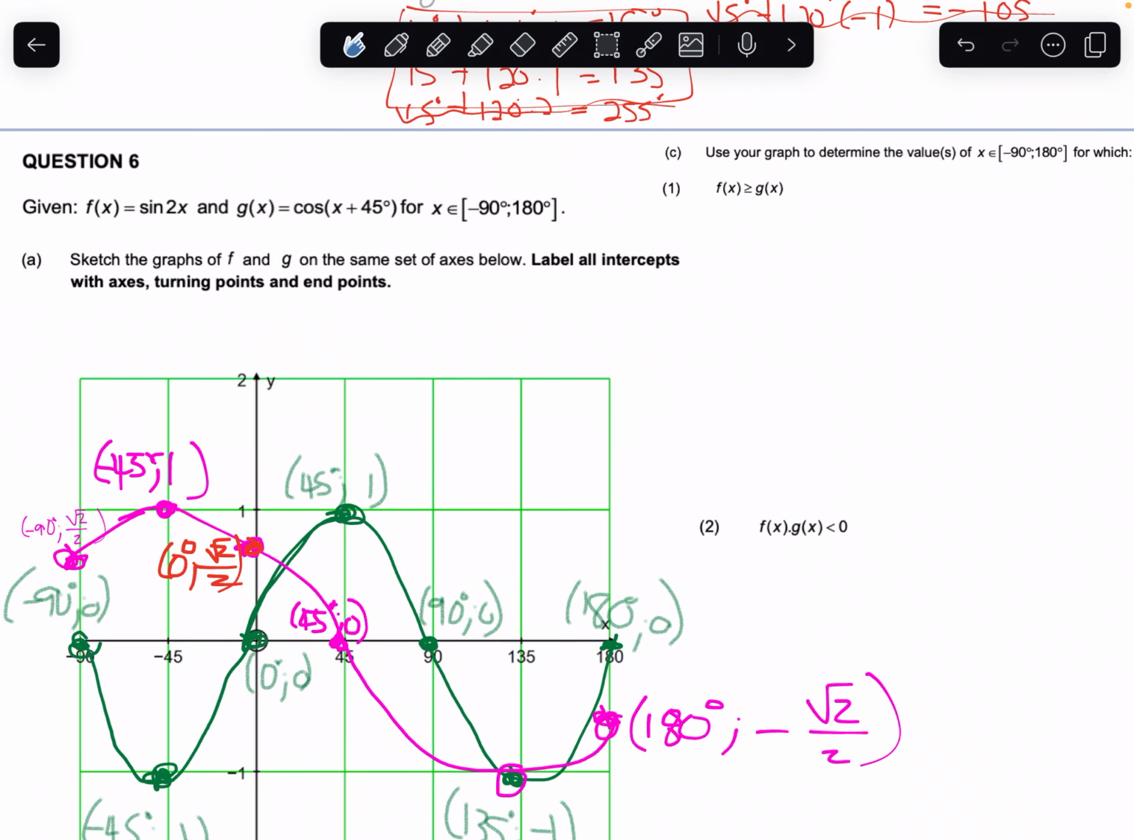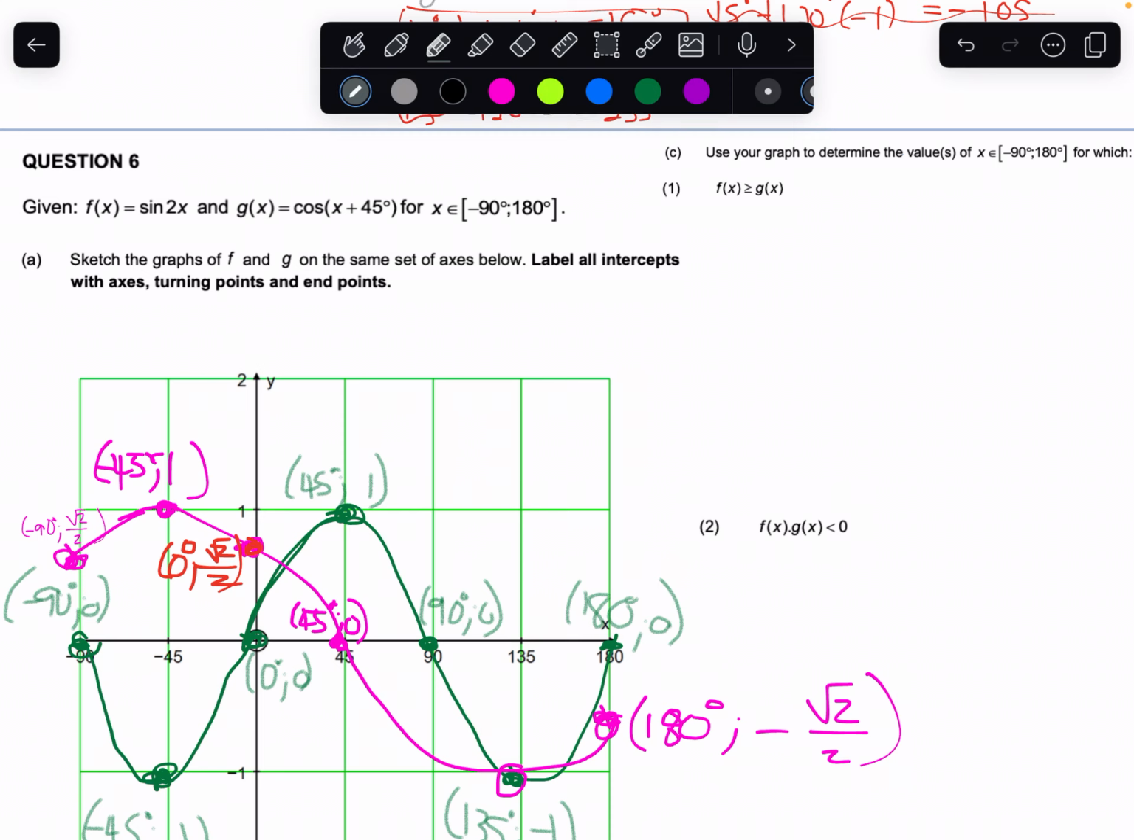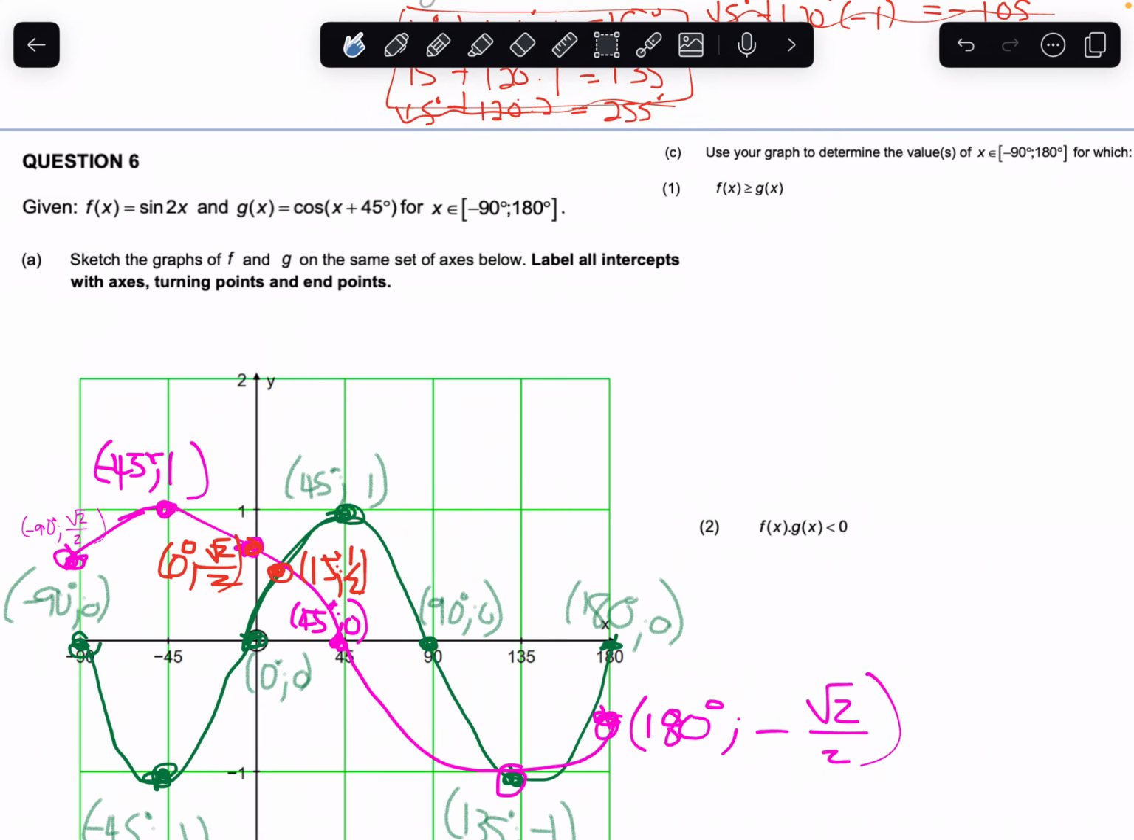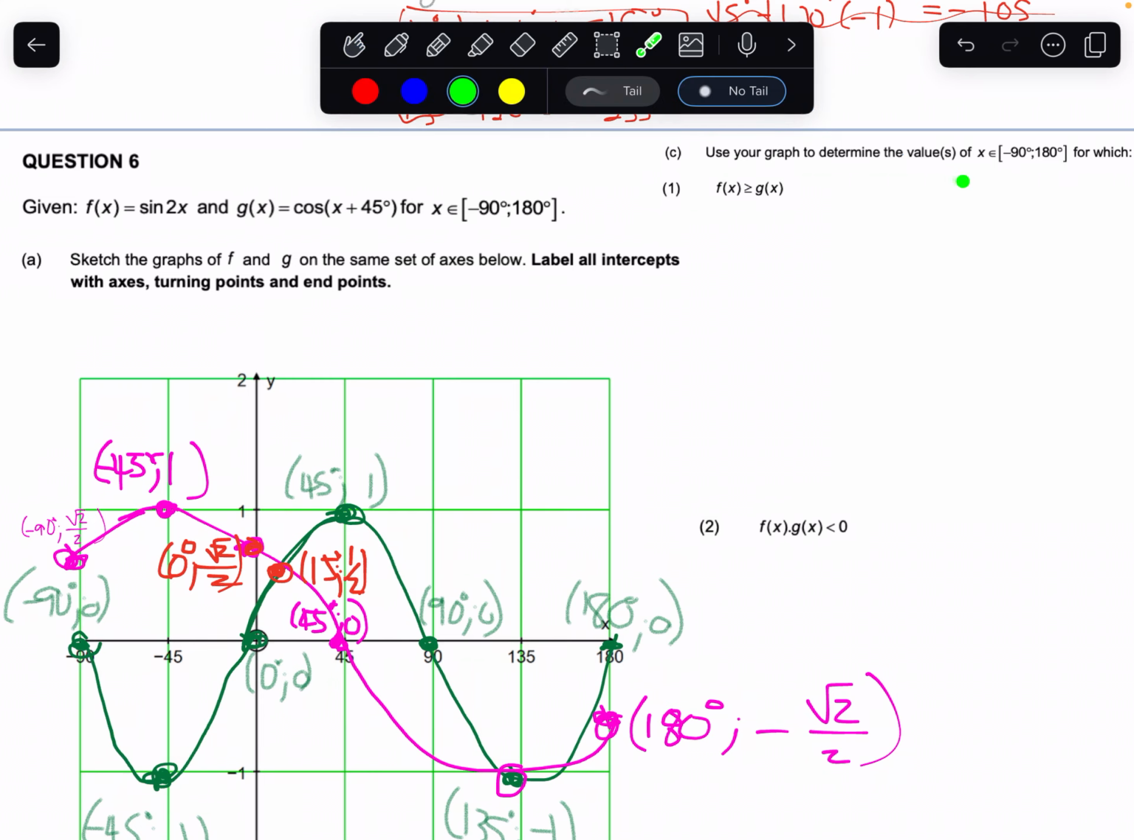Right, on to the last question. So in this question, we also have a bit of knowledge. We know that this is 15 with a half. Right, and the previous question didn't give us more information than that. So we are asked to use our graph to determine the values of x in this interval for which f of x is greater than or equal to g of x. Okay, hence working out points of intersection.